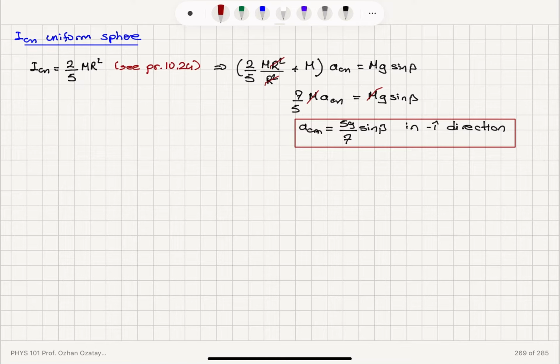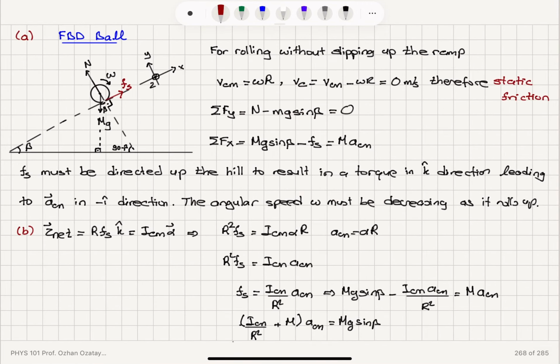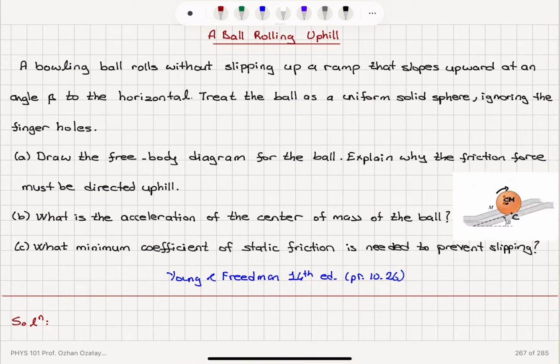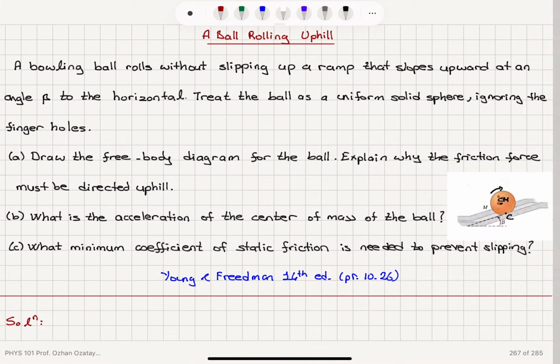Okay. So what we see is that the ball decelerates while rolling up the hill. Okay, let's look at part C. Part C is asking the minimum coefficient of static friction to prevent slipping.